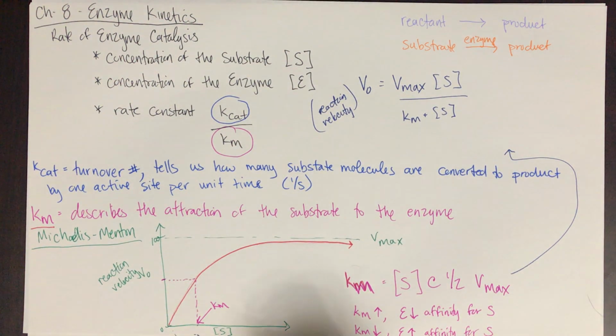So another relationship that we're going to look at is something called the Lineweaver-Burk relationship. The Lineweaver-Burk relationship is a double reciprocal, so it's 1 over the reaction velocity and 1 over the substrate concentration. We're going to use the Lineweaver-Burk plot when we look at enzyme inhibition, which will be coming up next.